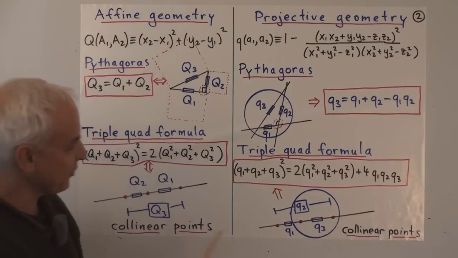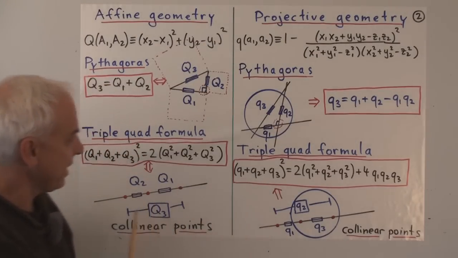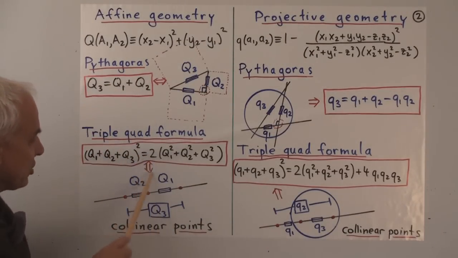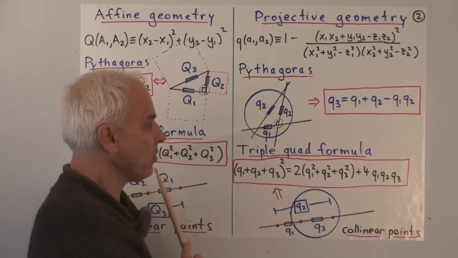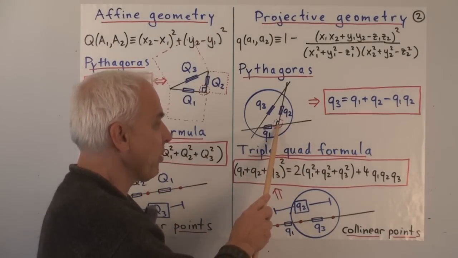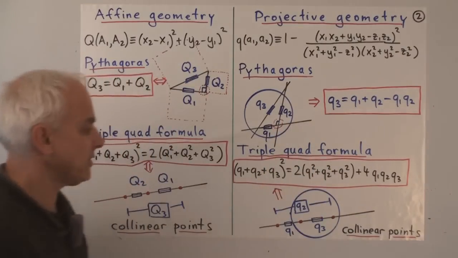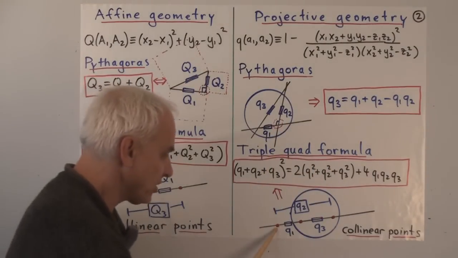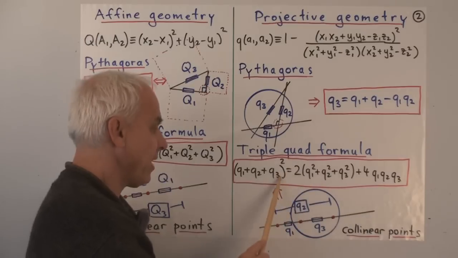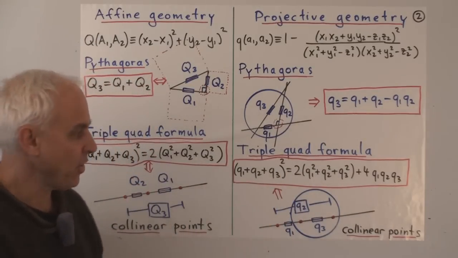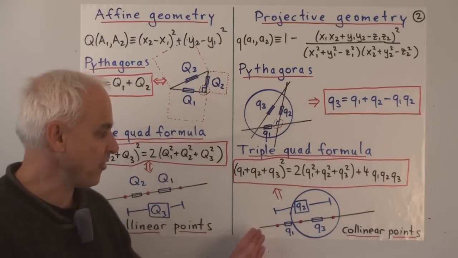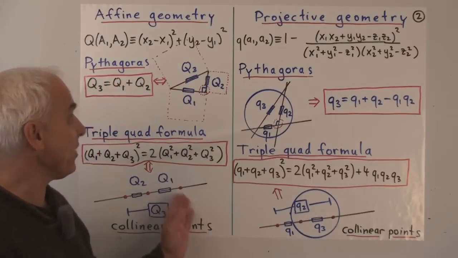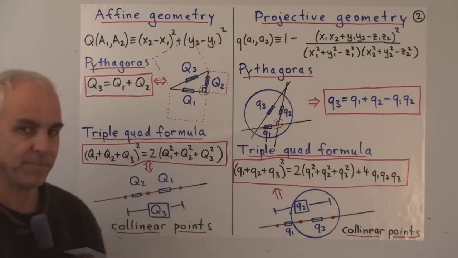Now, another difference to be aware of is that here the implications go both ways. Here, the implications are in one direction only. If the lines are perpendicular, then the formula is satisfied. If the points are collinear, then the formula is satisfied. We don't have the implications going the other way. That's another important difference between the affine setting and the projective setting.